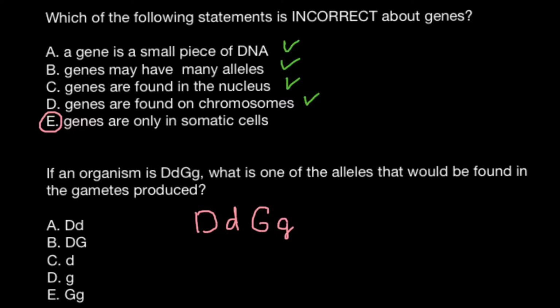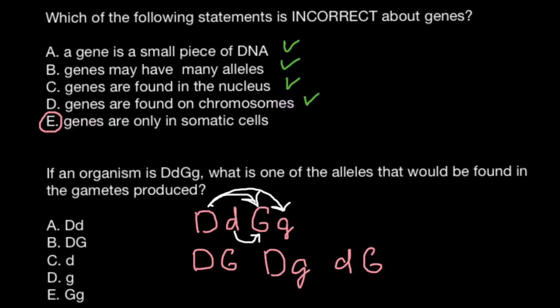So for the first set of alleles in the gametes, we may have capital D and capital G. The second variant would be capital D and small g, the third variant would be small d and capital G, and the fourth variant would be small d and small g. So these are 4 variants that we may expect in the gametes.